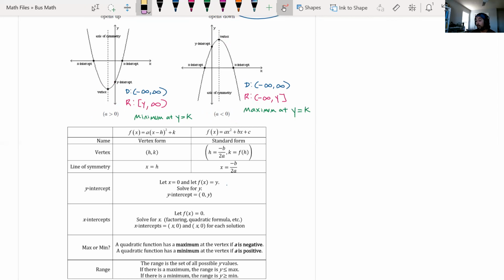And then range. If there is a maximum, again, we're talking about this graph, where the vertex is the maximum, then the range is all y values less than the maximum. That's what we put right here. All y values less than the maximum.